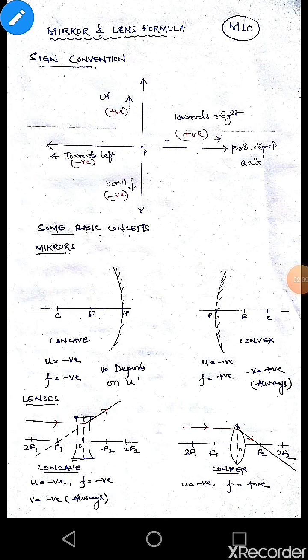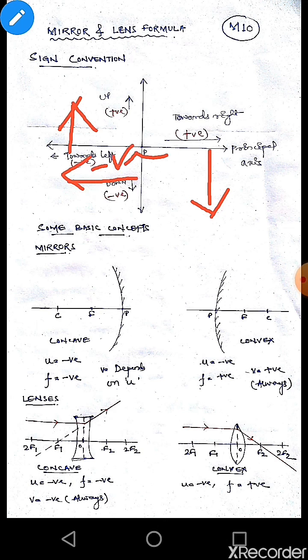Now let us consider I have kept an object over this place and an image over this place. Now if I consider the object, it is on the left hand side of the pole and here the object distance would be negative. And here the image is on the right hand side of the origin and here the image distance would be positive. And the object height, if we consider, would be positive, and similarly the image height would be negative.